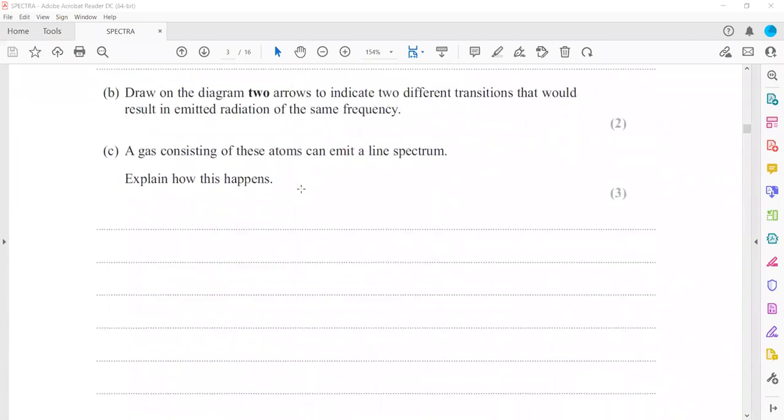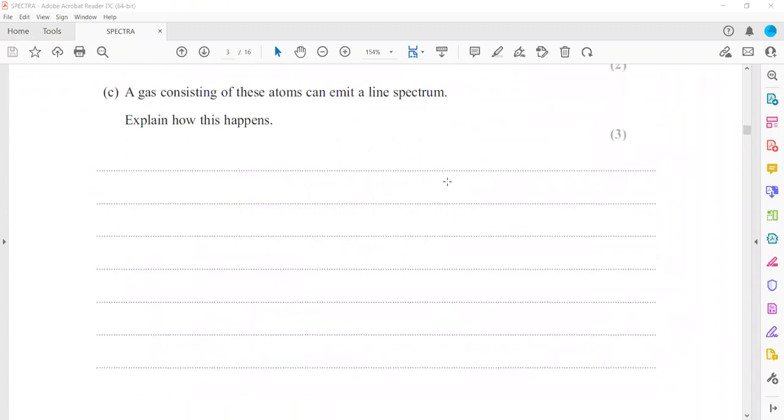The next part: a gas consisting of these atoms can emit a line spectrum. Explain how this happens. Basically, what is the meaning of line spectrum? Line spectrum means a discrete or fixed amount of energy is given off. What happens when an electron gains energy? It moves to a higher level. Then from the higher level, it jumps back to a lower level, and as a result it will emit. This will be emission, or you can write the same thing for absorption.